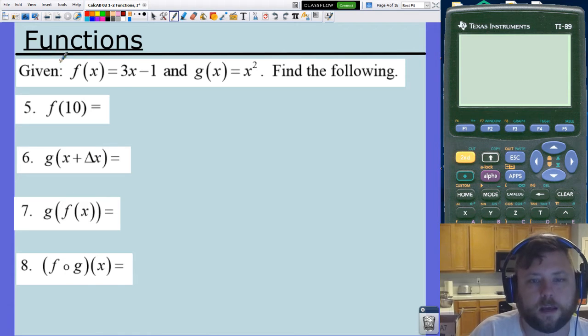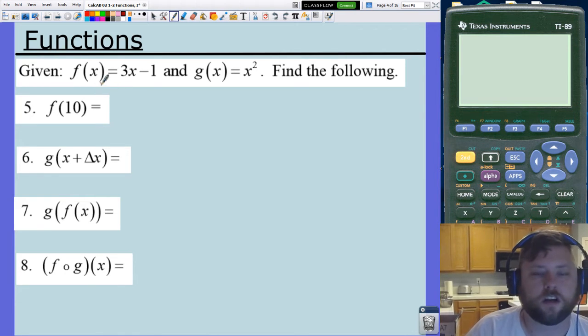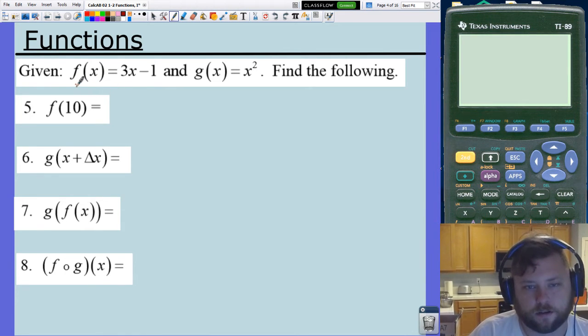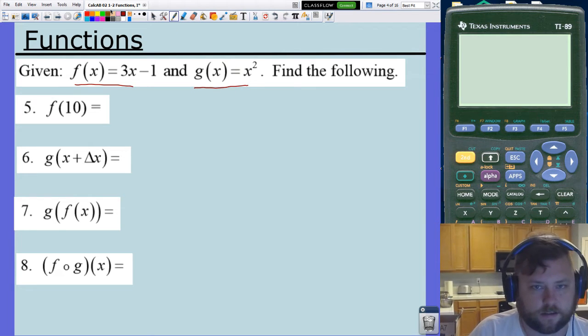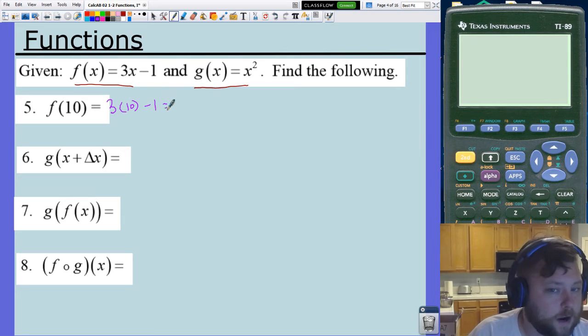Okay, so here's some examples of functions, function composition and operation. So f of x is this, g of x is this. This is important stuff here. So f of 10, if f of x is this, when I say 10, that means plug in 10 for x. So it becomes 3 times 10 minus 1, which is 30 minus 1, which is 29.